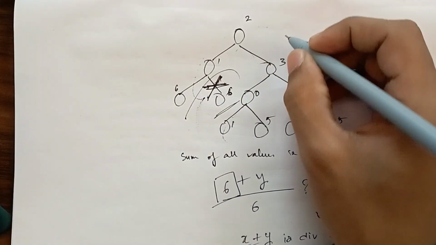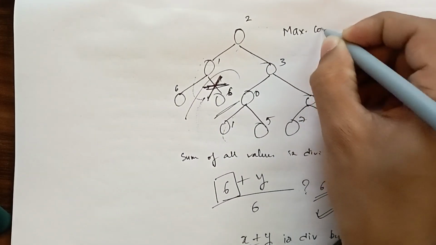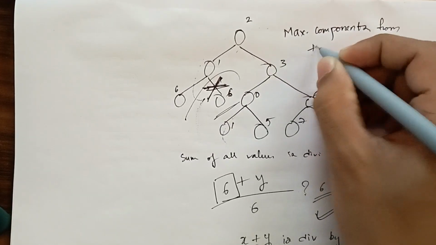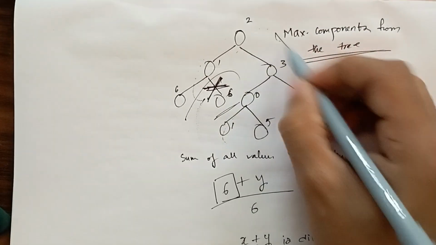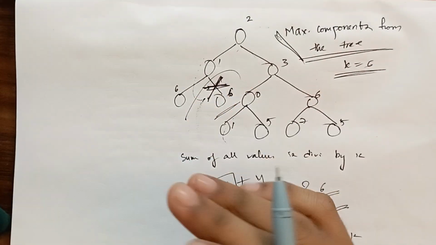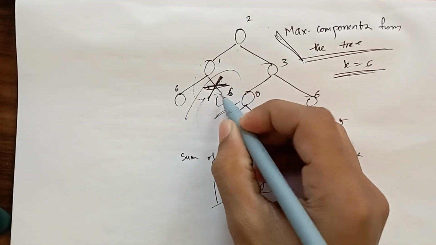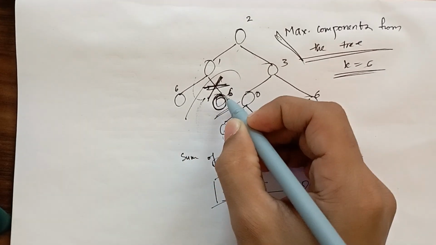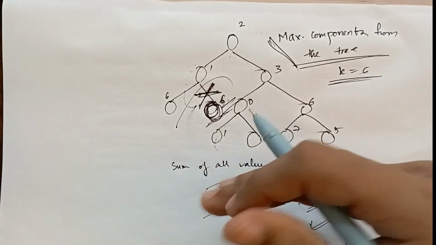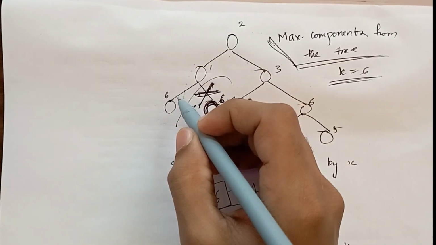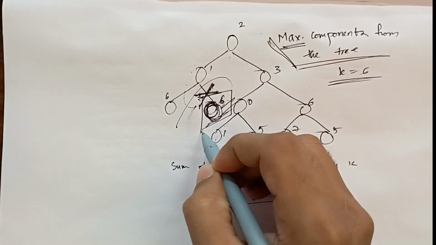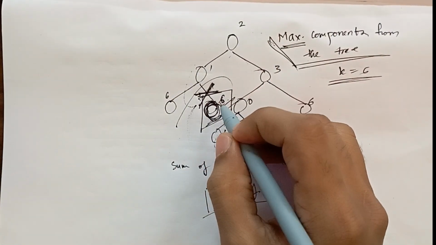As I said, they want the maximum components from the tree. So let us go with this example. Now 6 is this up to here; I am taking the sum of the subtree. Up to here, there are no children for this node. Now this prefix sum, the next sum, will be 6. As I said, we need maximum components, so let us take this as a component. Is this divisible by 6?